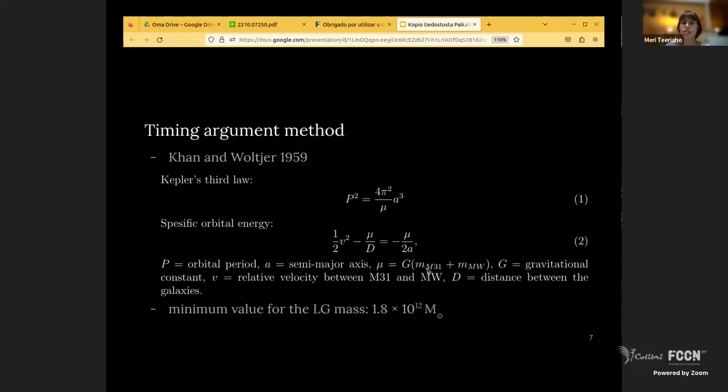And you can see that they are not using the tangential velocity, but this was added later. I don't now remember who did that, but yeah, it was added later. And Kahn and Voltier got the minimum value for the local group mass, which is 1.8 times 10 to 12 solar masses.